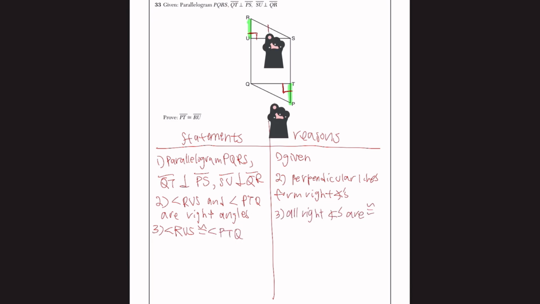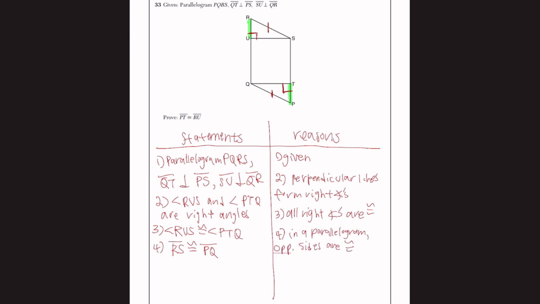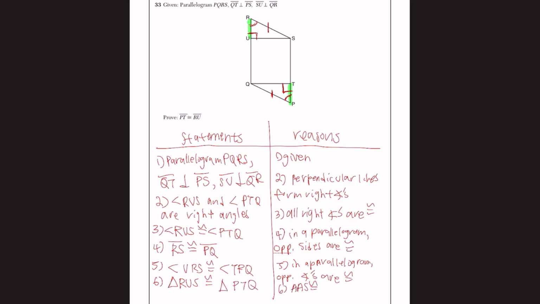Then we can say that these two lines are congruent to each other because it's given that the shape is a parallelogram, right? And opposite sides of a parallelogram are congruent to each other. We can also say that this angle right here is congruent to this angle because in a parallelogram, opposite angles are congruent to each other. Since we have angle side proven to be congruent to angle side, we can say that those two triangles are congruent to each other. Now we can say that line RU is congruent to TP because of CPCTC.